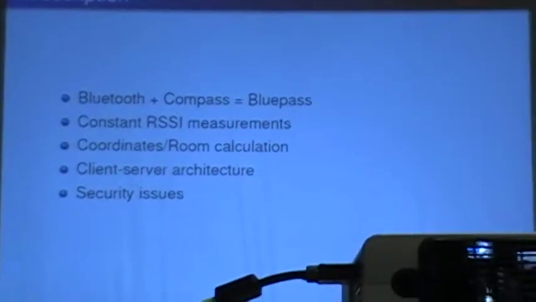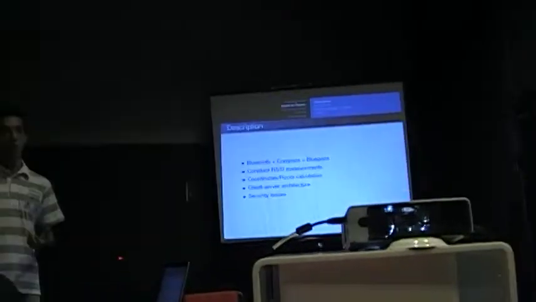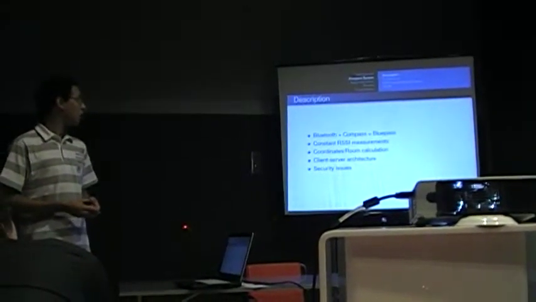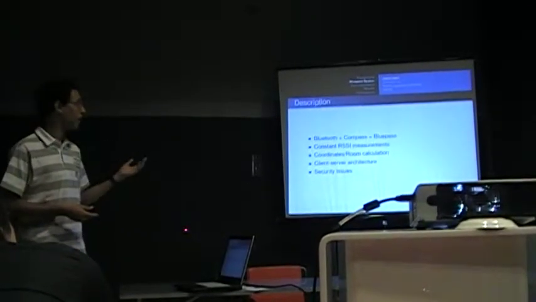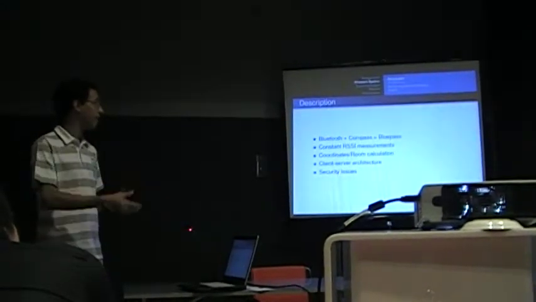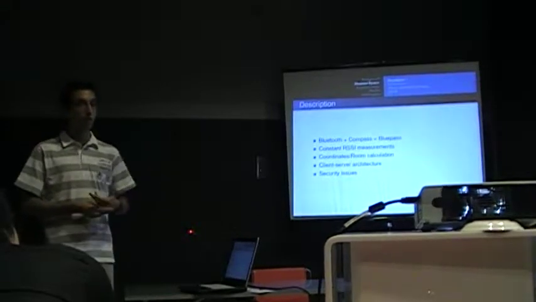Once the Bluepass system is deployed, it takes constant measurements of the radio signal strength of the mobile device within the environment where the system is deployed. Once it takes the signal strength, it calculates the coordinates for the room. I will talk more about that in the next slides. And it uses a client-server architecture.